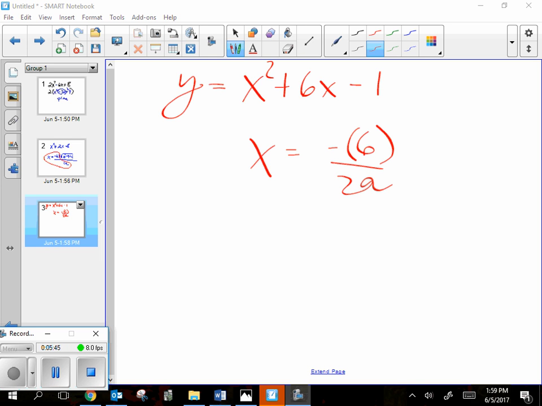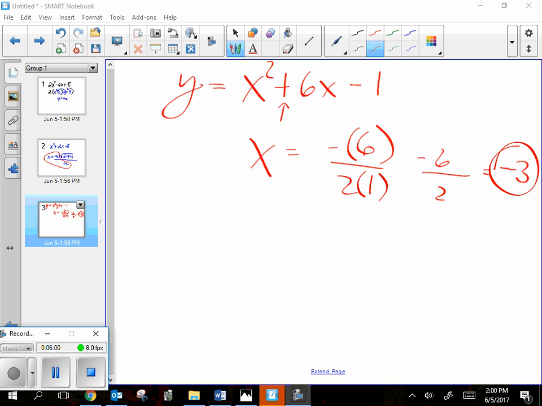Good. And then I'm not putting in a -6 because it was a positive. And then I'm going to replace the a with a 1. Very good. Notice this is not 21, it's 2 times 1. And hopefully you had -6 divided by 2, which would be -3. Yeah, I got -3.